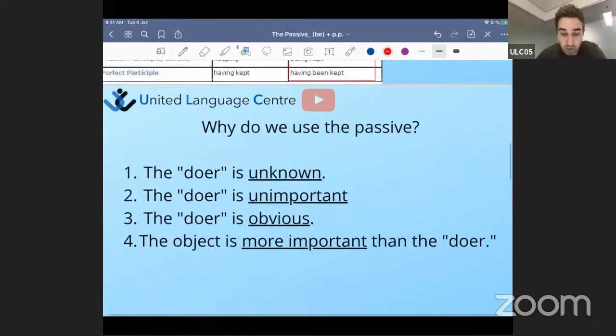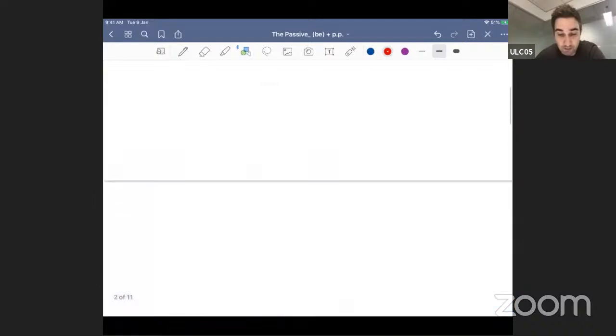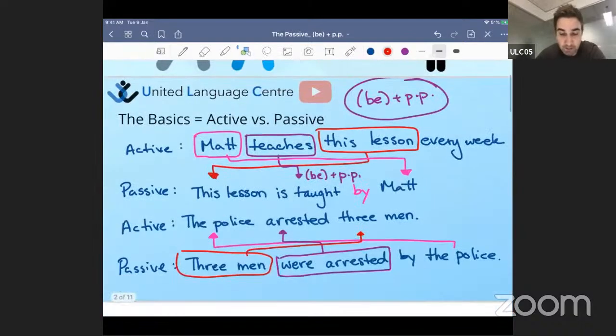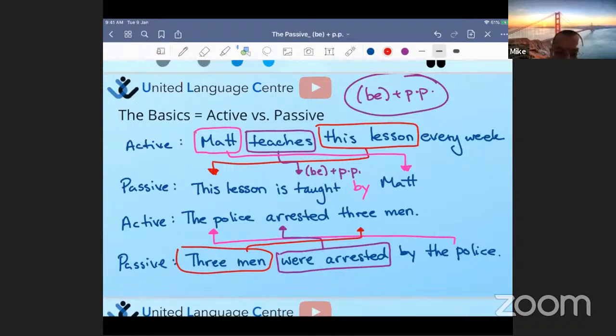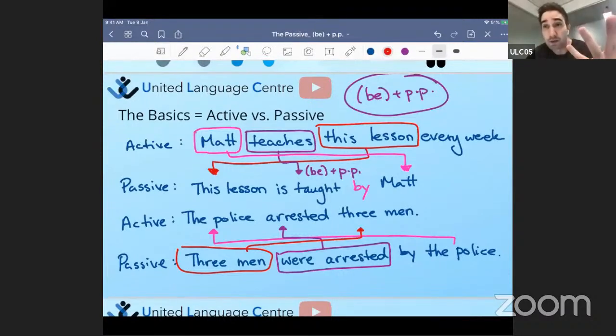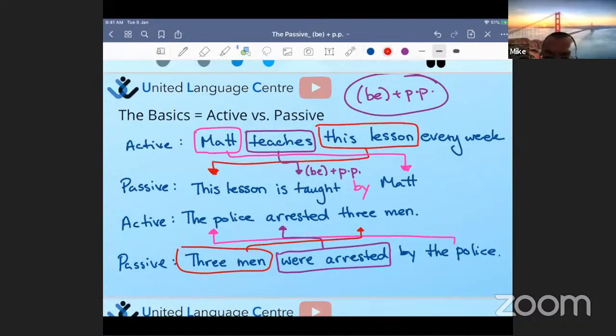Okay, so we've talked about the passive. Matt teaches this lesson. This lesson is taught. The police arrested 3 men. 3 men were arrested. So why? A lot of my students ask why. If they both have the same meaning, why do we do this?